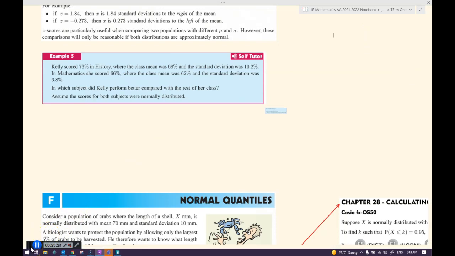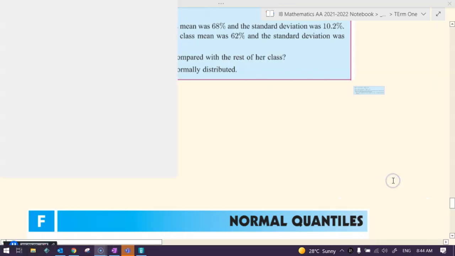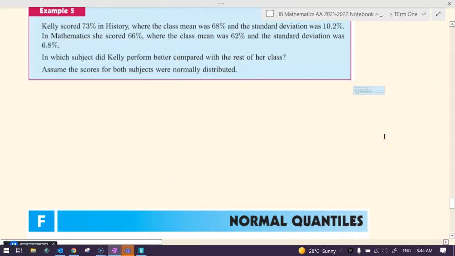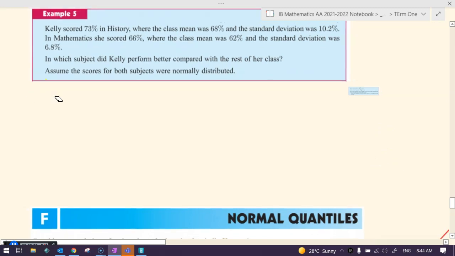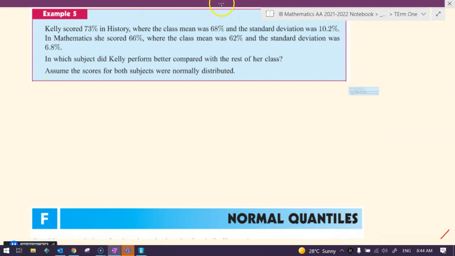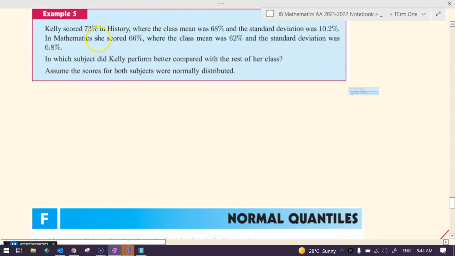When you're doing these questions, I encourage you to initially make sure you draw a normal distribution. I'm going to pause again and change windows so I can actually write on the screen this time, and we'll go through the rest of it. Alright, I'm hoping this is going to work. We'll see how we go. So Kelly scored 73% in history. So what we want to do is find the z-score for each of these performances. It'll help if I have a pen, not the eraser. So Kelly's z-score for history. And remember, define your variables. Kelly's z-score for history.